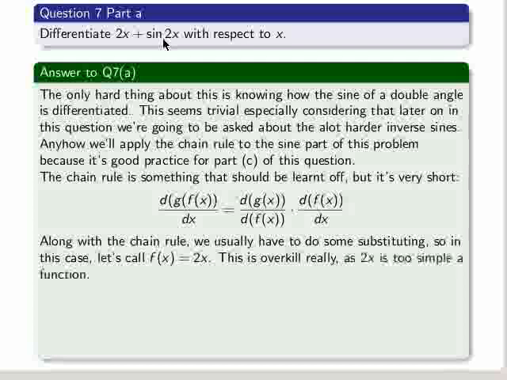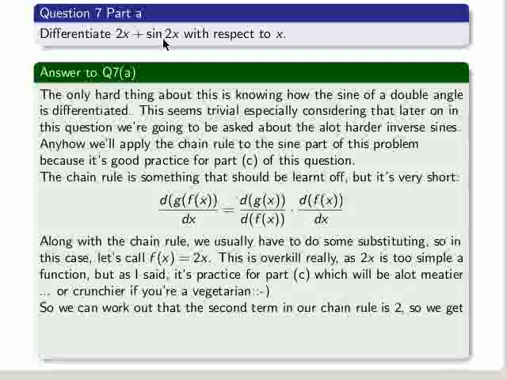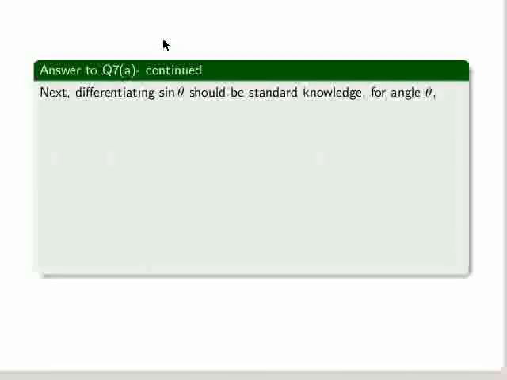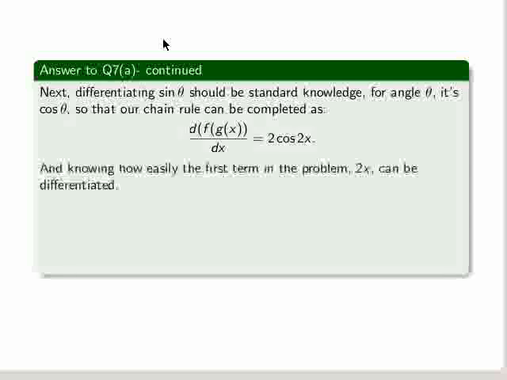This is overkill really, as 2x is too simple a function, but as I said, it's good practice for part C, which will be a lot meatier or crunchier if you're a vegetarian. So we can work out that the second term in our chain rule is 2. So we get d of g of f of x dx equals 2 times d of g with respect to f. Now, differentiating sine theta should be standard knowledge. For angle theta, it's cos theta. So our chain rule can be completed as 2 times cos of 2x.